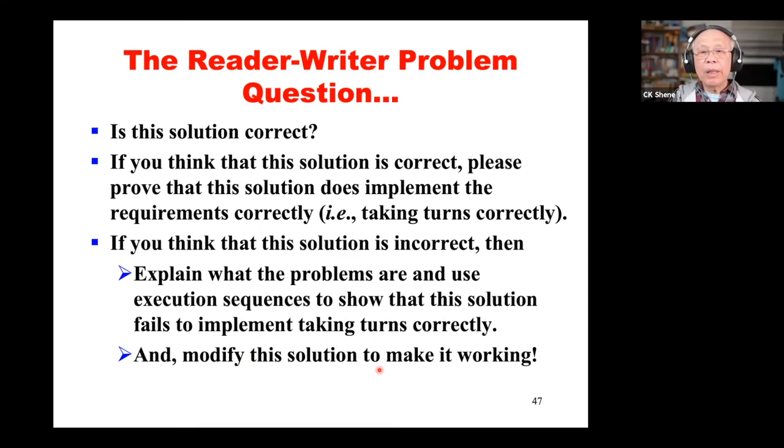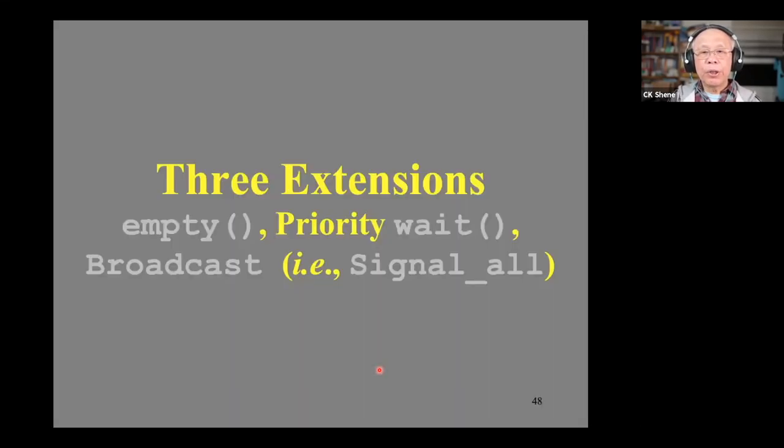So this ends our discussion for lecture 2. In the third lecture, we will discuss three possible extensions that can be found in some implementations: the empty function, priority wait, and broadcast function, usually also referred to as signal calls. Along with three extensions, we will also discuss some topics regarding monitors and their use.